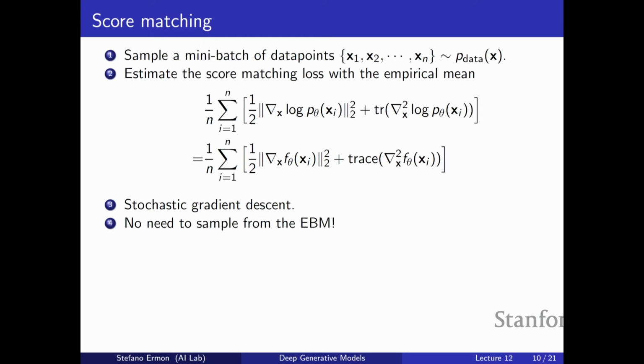The key takeaway is that it does not require you to sample from the energy-based model. This is the kind of loss where you just need training data, you evaluate your neural network, and you don't need to sample from the energy-based model during a training loop, which is key if you want to get something efficient.